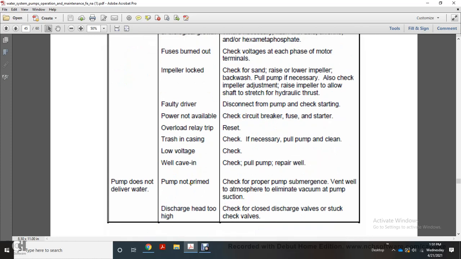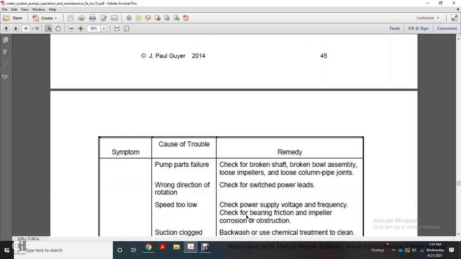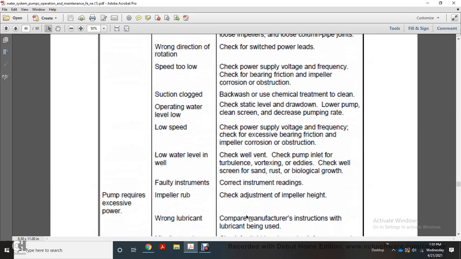Pump does not deliver water, pump not primed: check for proper pump submergence, vent the well to atmosphere to eliminate vacuum in the pump section. Pump does not deliver water, discharge head too high: check the closed discharge valve section. Stuck check valves. Alright, pump does not deliver water.